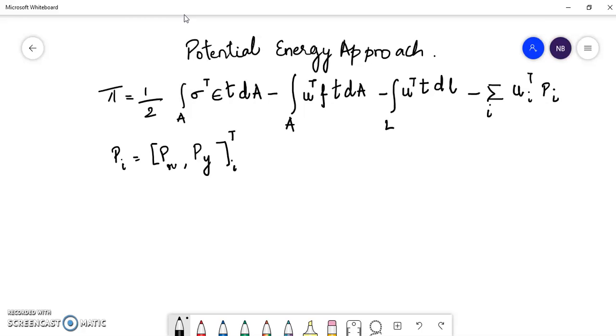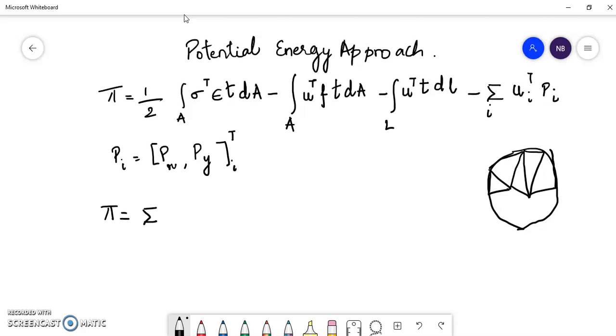Using the triangulation, the total potential energy can be written as pi equals to summation over E. Initially in the first lecture we saw we were given a body and we divided it into smaller triangles. So this is the triangulation I am referring to. E means there are a number of elements.